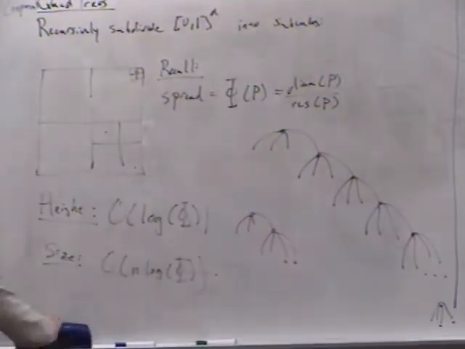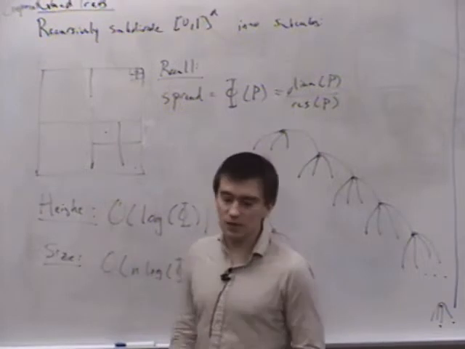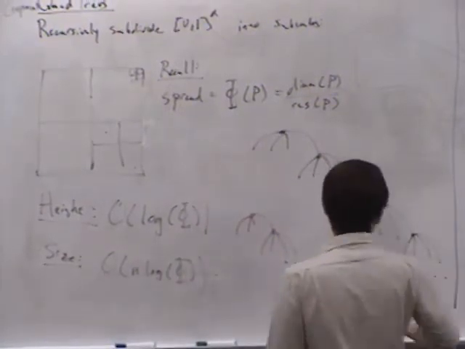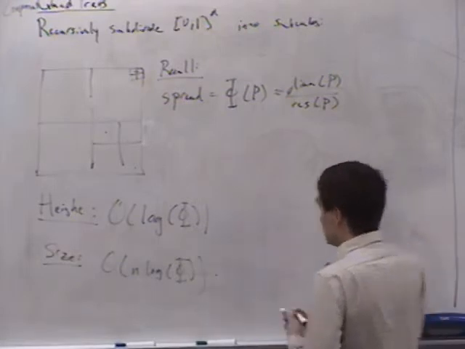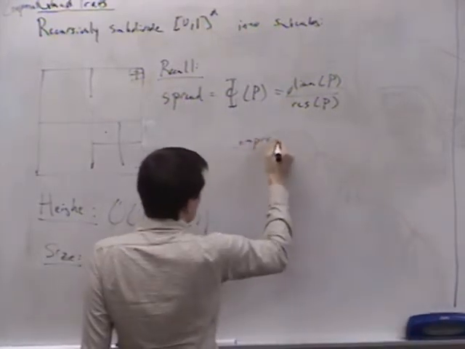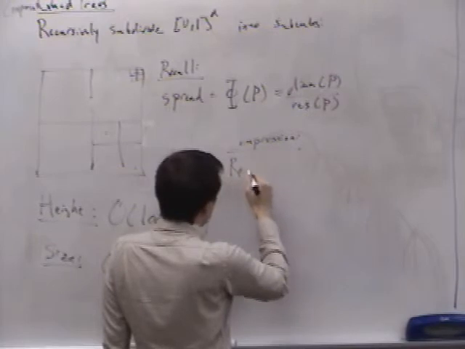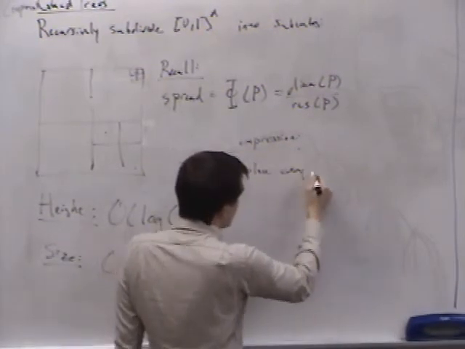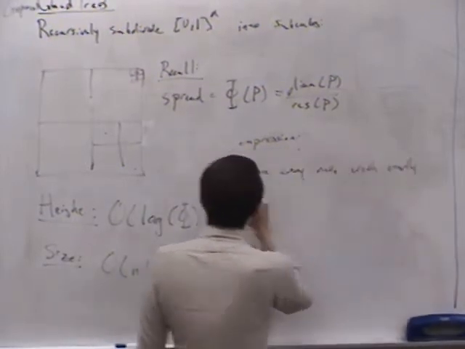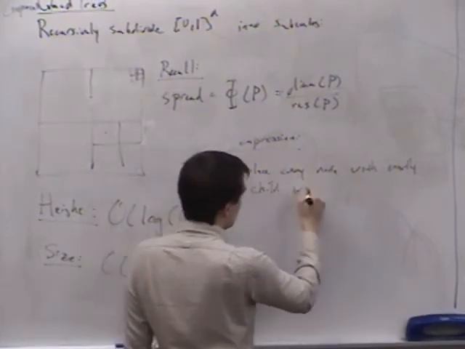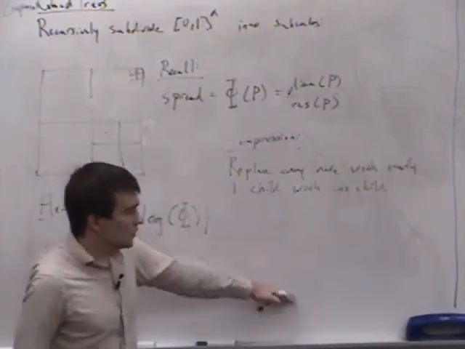The rule for compressing the tree is really simple: we just look for any nodes which have exactly one child and replace them with their child. You can do this by doing a top-down traversal of the tree. This is the concept. So the compression idea is to replace every node with exactly one child with its child. We just do that starting from the root, going all the way down, killing off all these extra nodes.